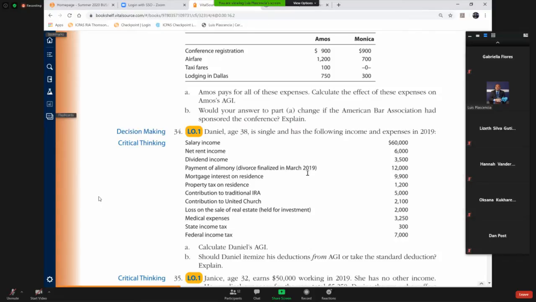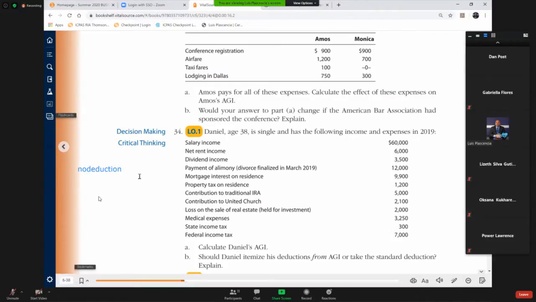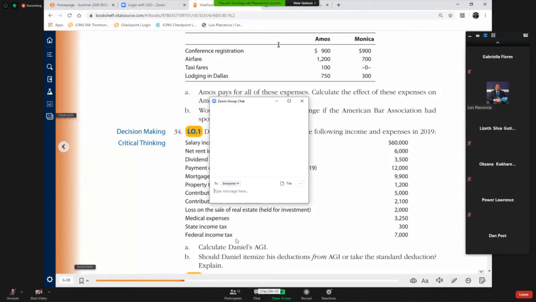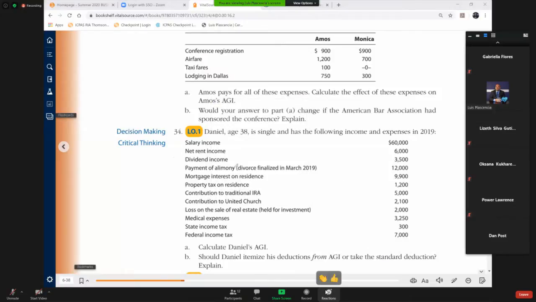So what is this? No deduction, right? If the alimony was finalized in 2017, deduction, right? If the alimony was finalized in 2018 or later, no deduction. Who put no deduction on the side? That's good. How do you take that off? I don't know who did that, but whoever did that, that's great. I need to learn how to do that. That was annotate, right? I'm not going to annotate, but you guys can do that. All right, no deduction there.